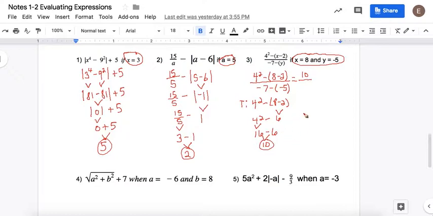Now, the bottom, and come over here and do bottom, is negative 7 minus negative 5. There's only one step here. We just have to do negative 7 minus negative 5, which is negative 2. So I'm going to put that on the bottom of the fraction. And 10 divided by negative 2 is negative 5.